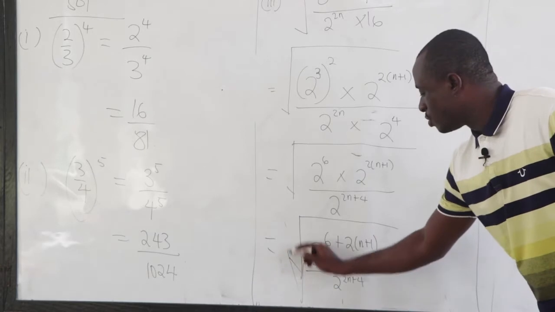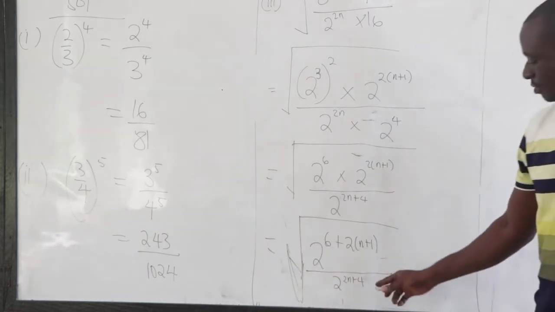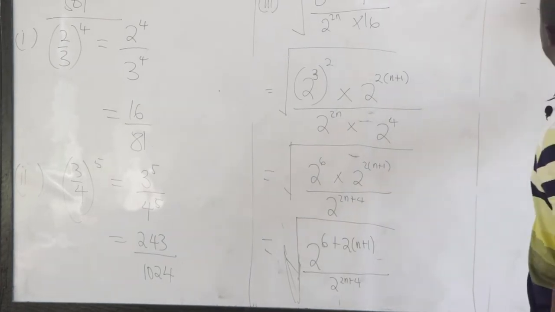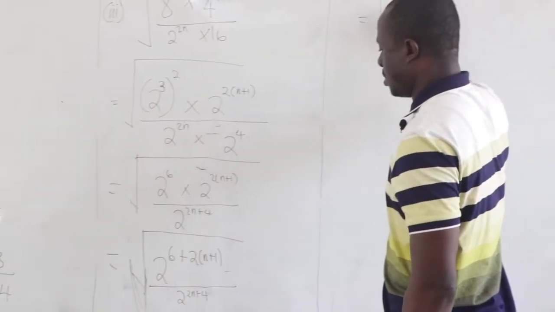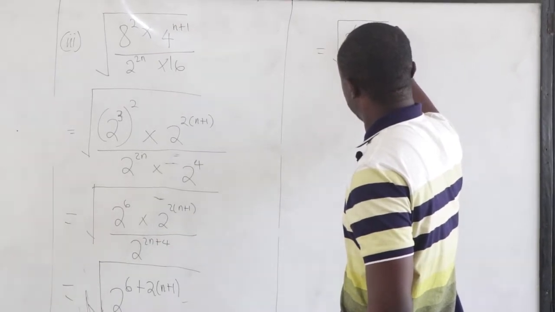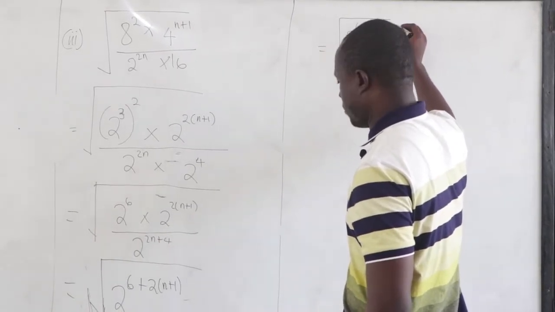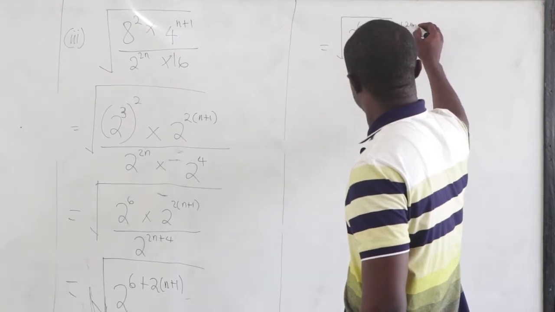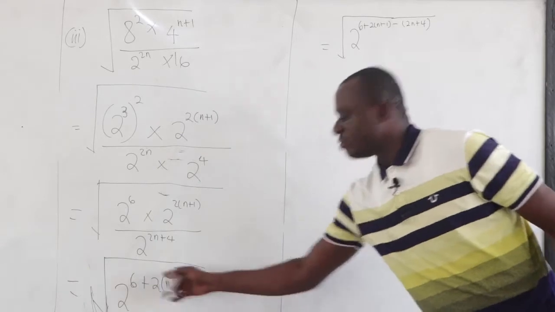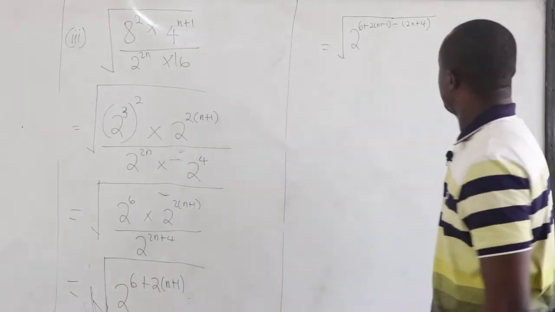So what can we do here? Now we can subtract, the bases are the same. So we have the square root, and then this is just 2 to the power 6 plus 2n plus 1 minus 2n plus 4. Why? Bases are the same, so we subtract the exponent.